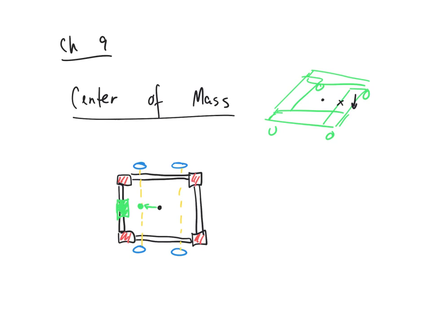So this example is a good one to start with. But let's take a look at an example where we don't have equal masses. Okay, we don't have a distributed mass. So let's start with this one first.